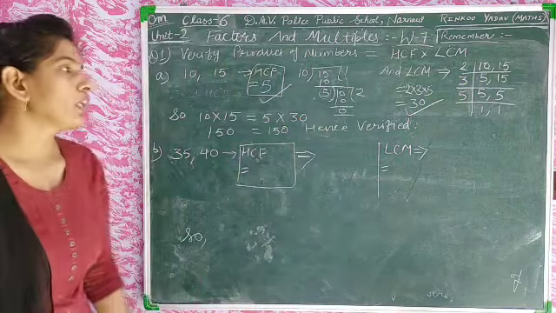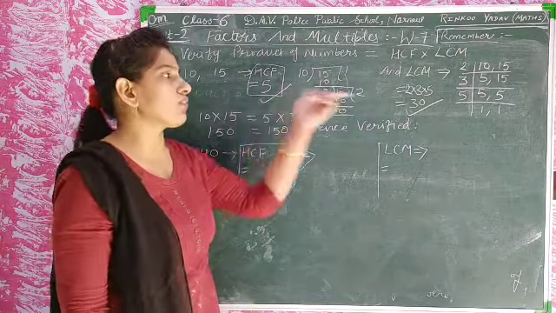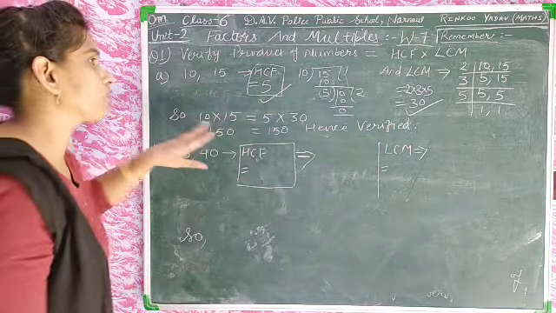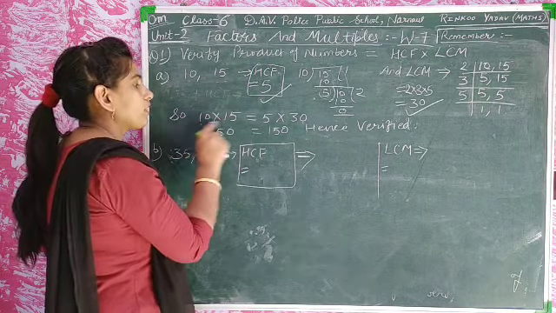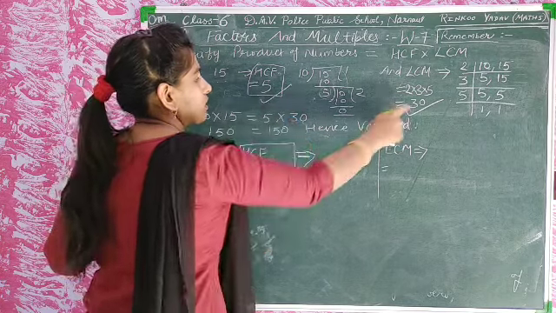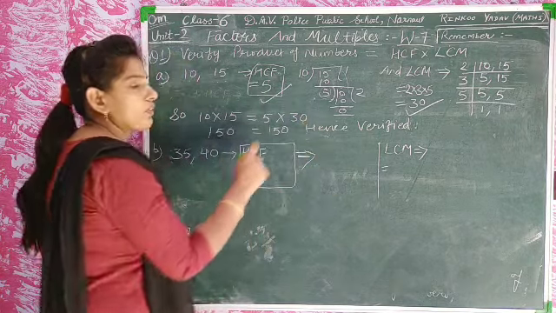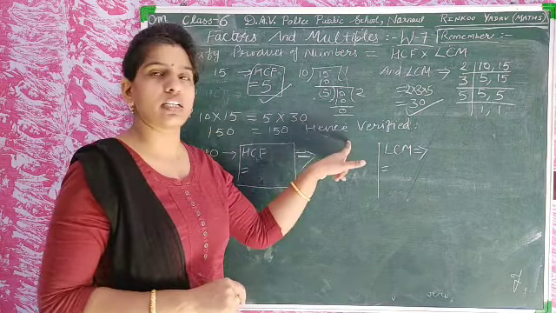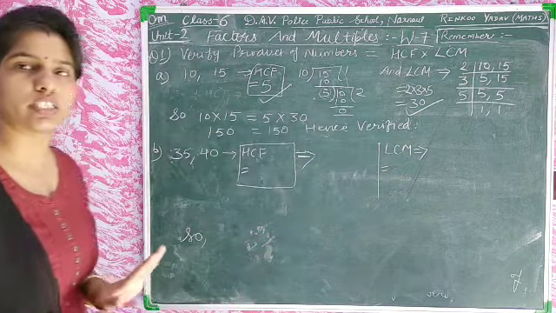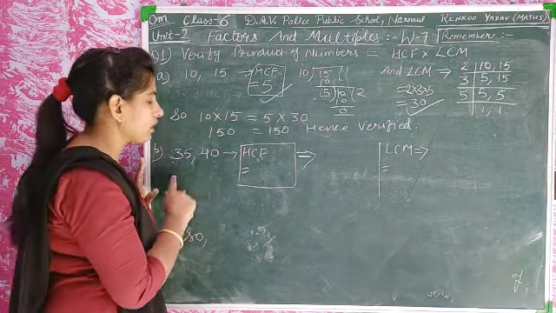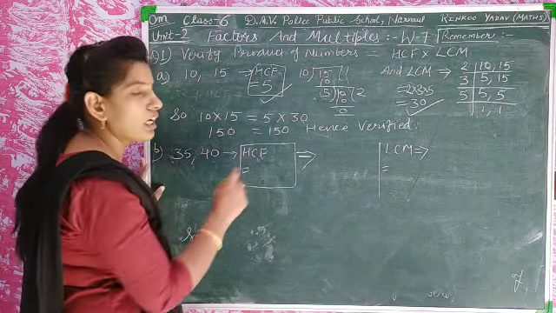Now we have the HCF and the LCM. So we have to verify that the product of the two numbers is equal to HCF into LCM. HCF is 5, LCM is 30. And this is verified because both values, LHS and RHS, are equal, hence verified. Is this clear?